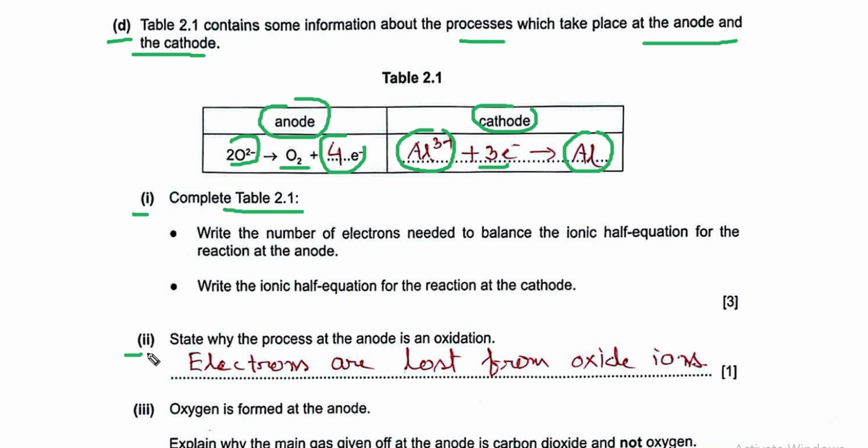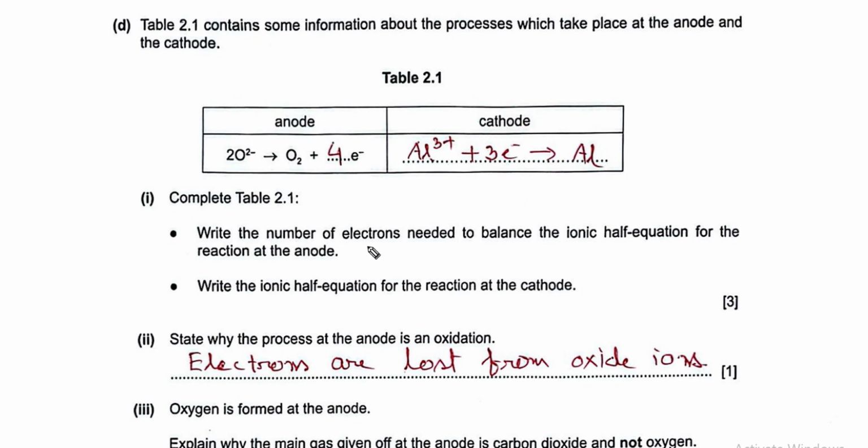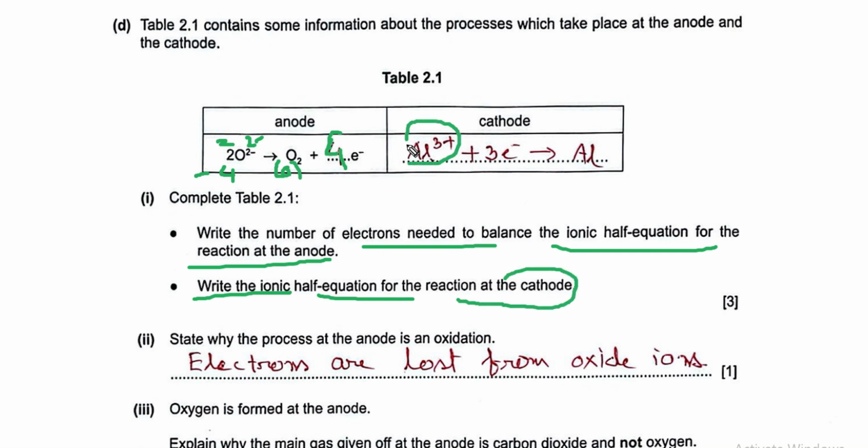And 2, complete table 2.1. Write the number of electrons needed to balance the ionic half equations for the reaction at the anode. Here 4 electrons, because oxide is minus 2, and going from negative 2 to 0 for two ions, so negative 4 to 0, oxide ions lose 4 electrons, that's why this will be 4. Write the ionic half equation for the reaction at the cathode. Aluminum ion gains 3 electrons to form aluminum.